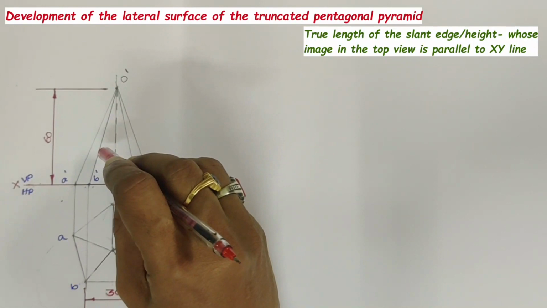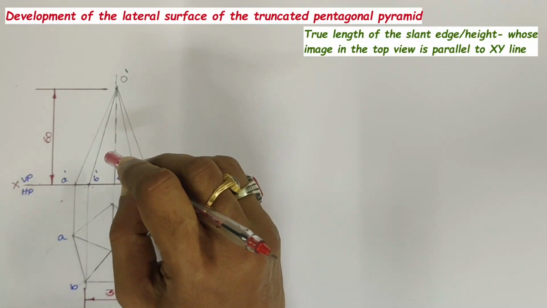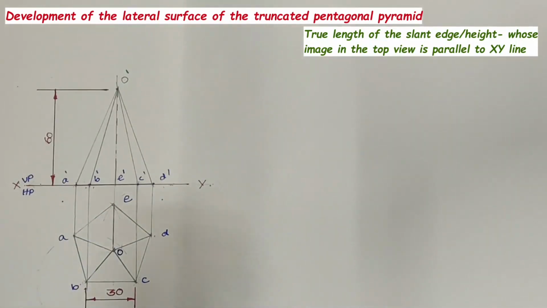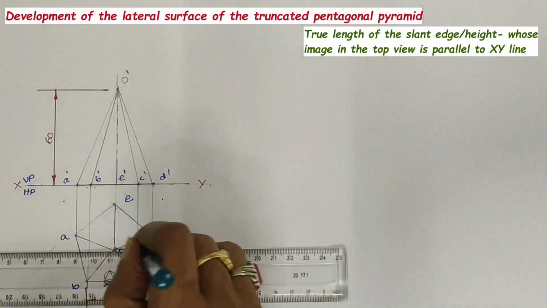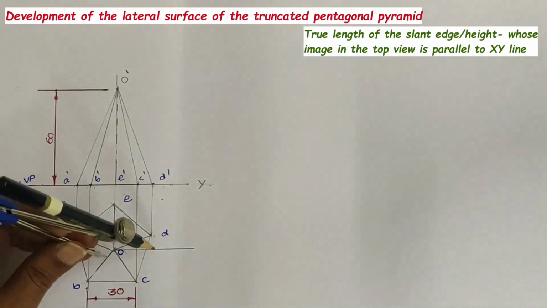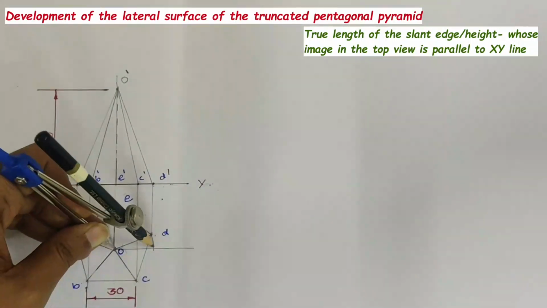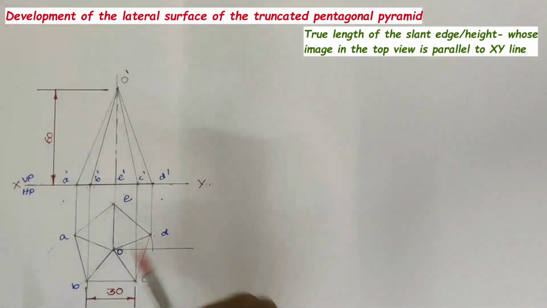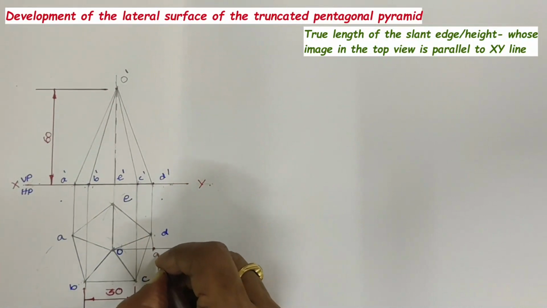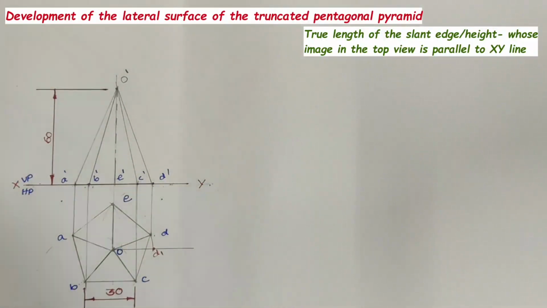So in order to convert these slant edges into true length of the slant edges, we need to rotate the image of the slant edge in top view parallel to the XY line. Through O, draw a line parallel to the XY line. Then with compass, O as a center and OD as a radius, draw an arc on this parallel line and name this point as D1. Through D1, draw a projector onto the XY line.